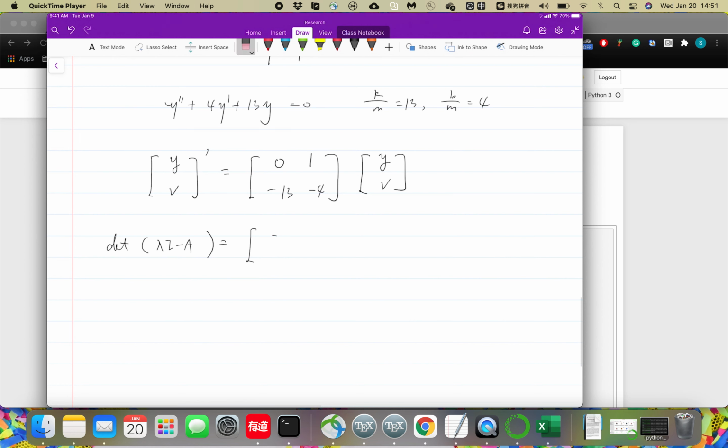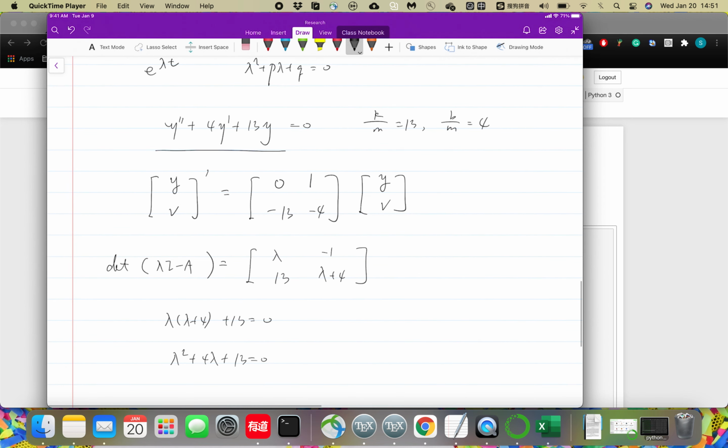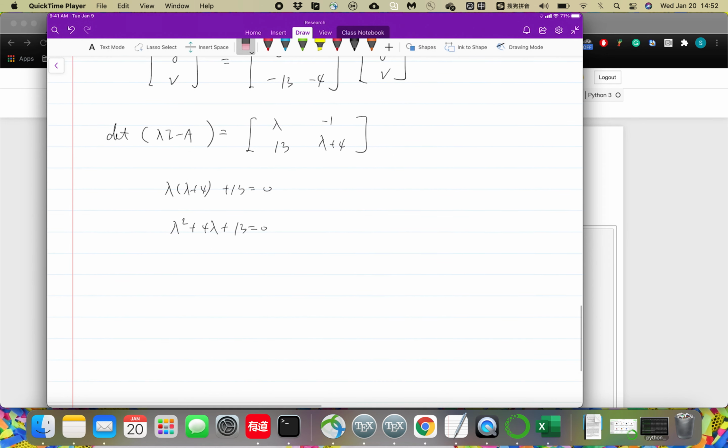Okay, so switching the order doesn't change the value of lambda if you set it to be 0. So just to be fair, no matter which way, it's going to be solvable. So we have lambda squared plus 4 lambda plus 13 equals 0. That's exactly what we have here for the quadratic, if you replace prime by square, prime by square, prime by lambda, and so on.